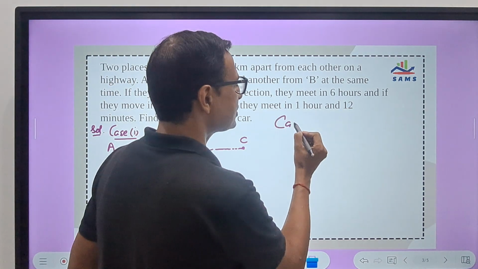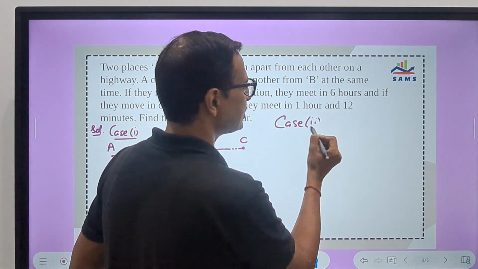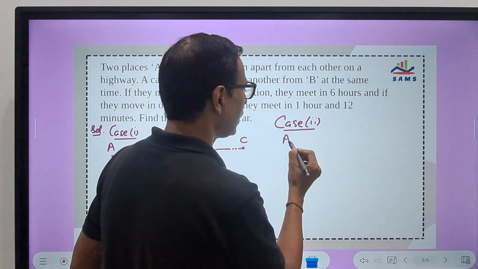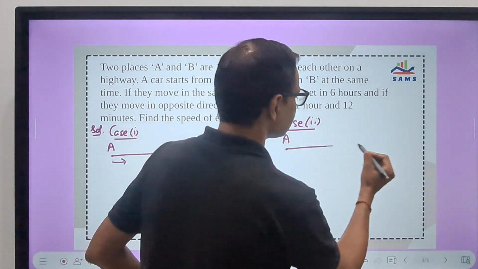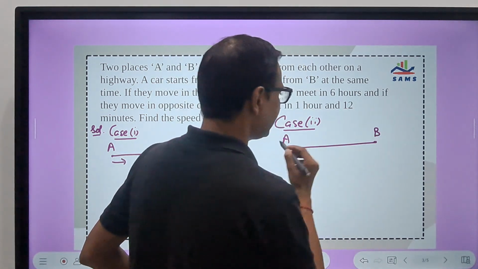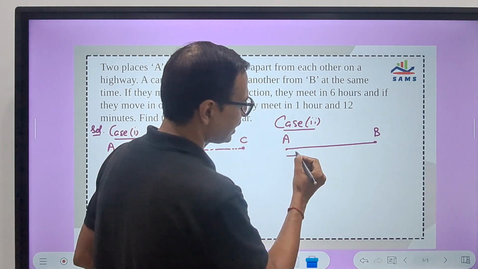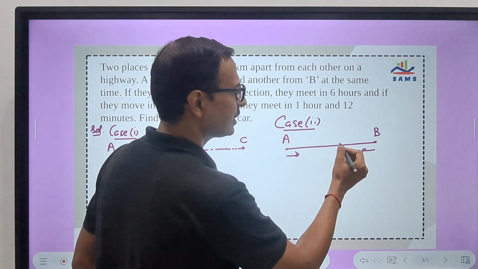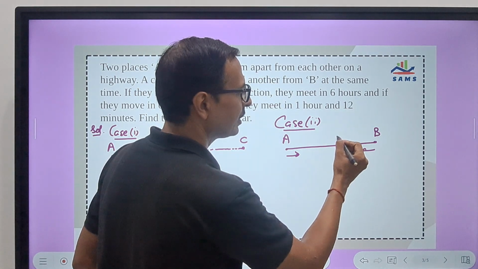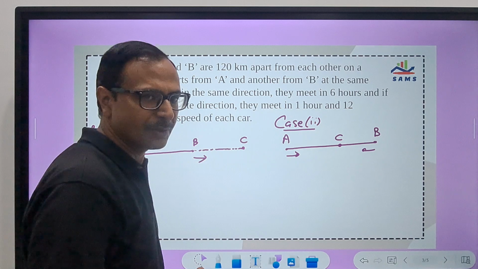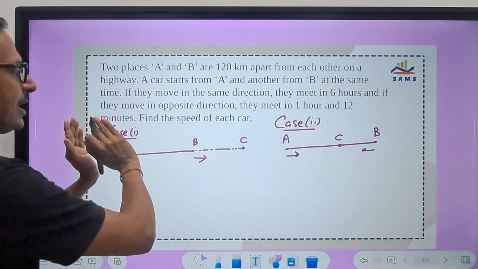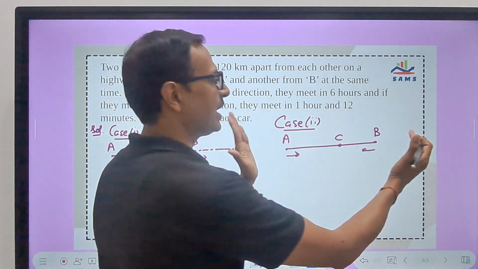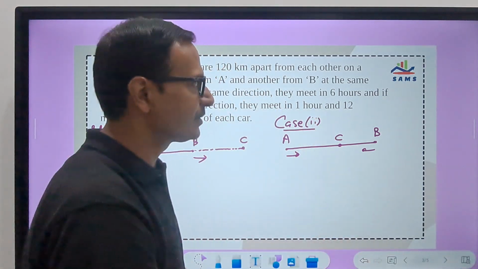Now in case 2, the two cars are moving in opposite directions. If you assume that this is AB, this car is moving like this and the other car is moving like this. If this one is faster, they will meet somewhere here at point C. This is when they are moving in the same direction, and this is when they are moving in opposite directions.